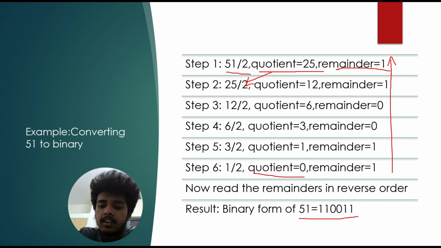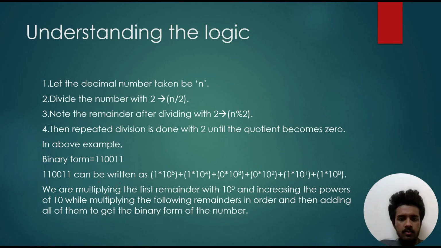Now we will understand the logic before writing the code. I am taking the decimal number as n. Dividing the number by 2 gives me n by 2, and the remainder after dividing by 2 is denoted by n modulus 2. So note that aside. Then repeated division is done by 2 until the quotient becomes 0. This is the process we have seen through an example.